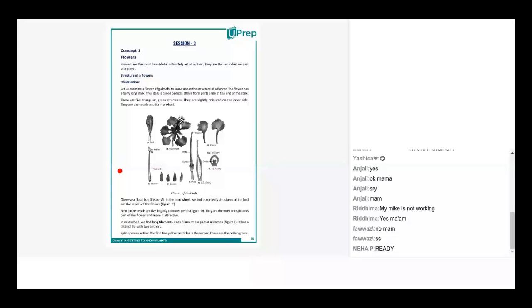Next to the sepals are five brightly colored petals. Correct. They are the most conspicuous part of the flower and make it attractive. Right. What do they mean by the word conspicuous? Conspicuous means prominent, very visible, very loud. We say that person's behavior is very conspicuous, meaning that person has very loud behavior, very clear, very much visible. So the petals are very much visible.